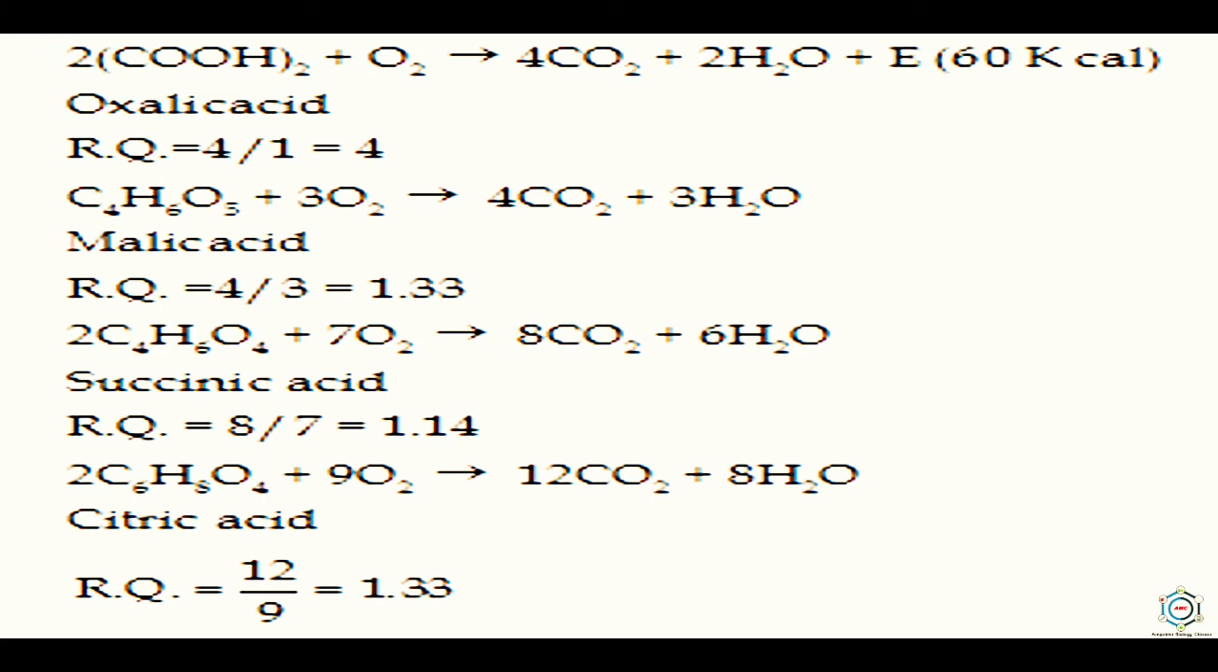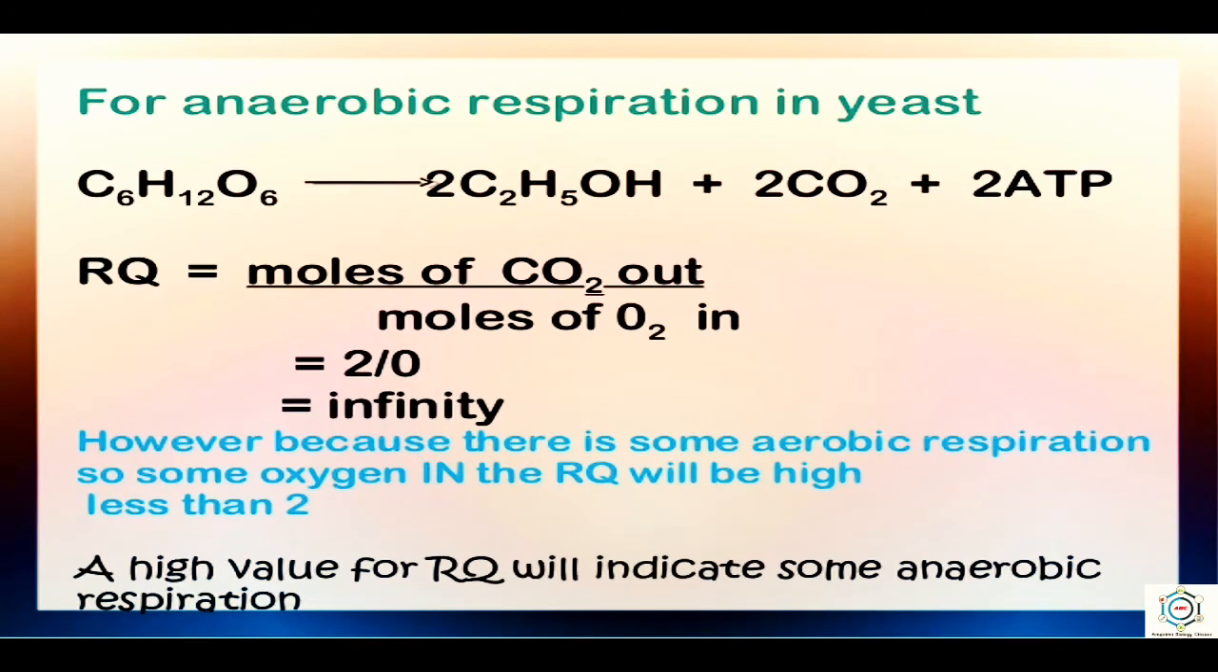In case of organic acids, here you can see that for oxaloacetic acid the RQ is 4. In case of malic acid, the RQ is 1.33. In case of succinic acid, RQ is 1.14, and for citric acid the RQ is 1.33. So you can calculate the RQ of any respiratory substrate.